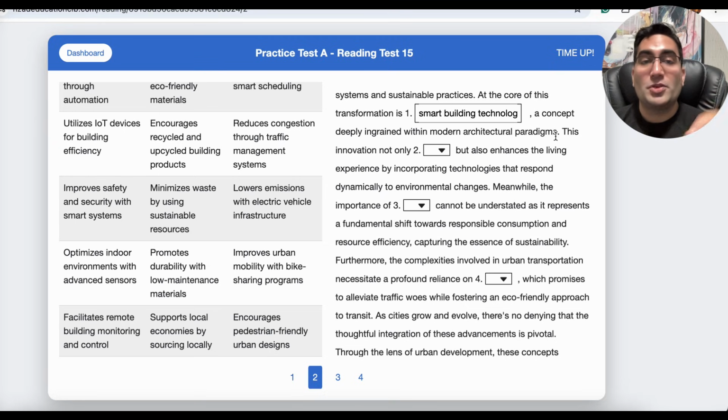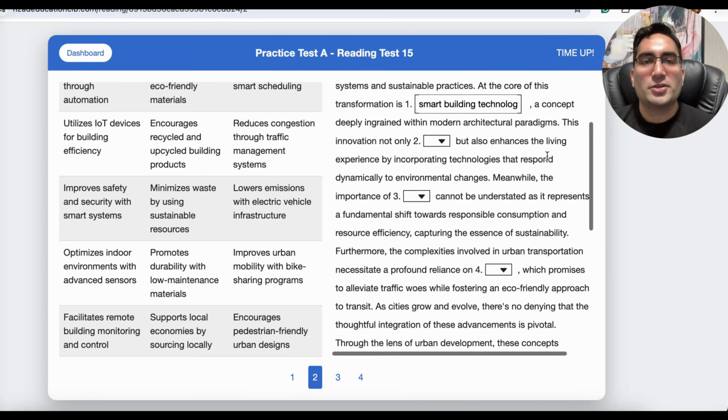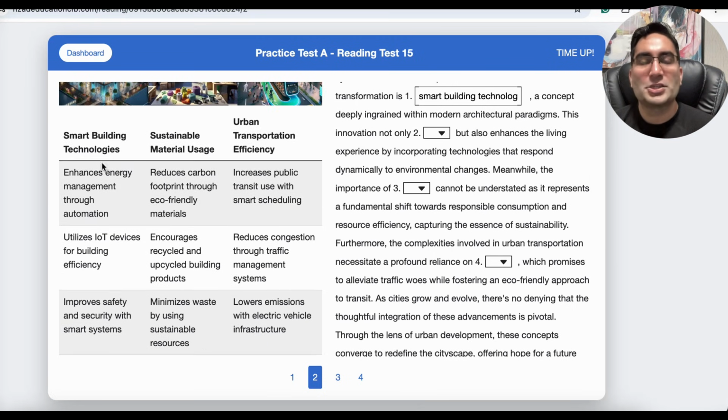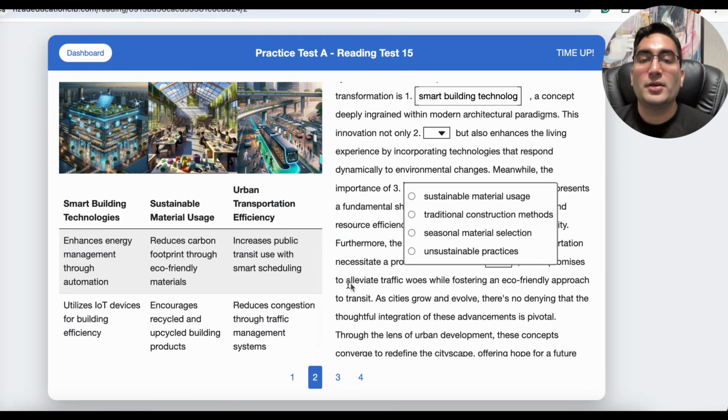So this is how sometimes you might have to go do another question before doing the initial one, and that is completely normal. I also want to show you the change of tone here. So the first 2 questions would be related to smart building technologies. Then see how question number 3 starts with meanwhile. That connector itself shows you that we're moving on to another topic. So it says, meanwhile, the importance of something cannot be understated as it represents a fundamental shift towards responsible consumption and resource efficiency. And then it even says the word sustainability. So all those words highlight that we're talking about sustainable material usage, which is both responsible and efficient, usually using resources efficiently. So now I would know 3 is based on everything from column number 2.